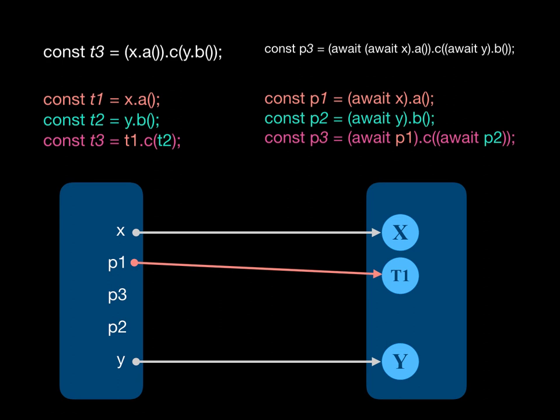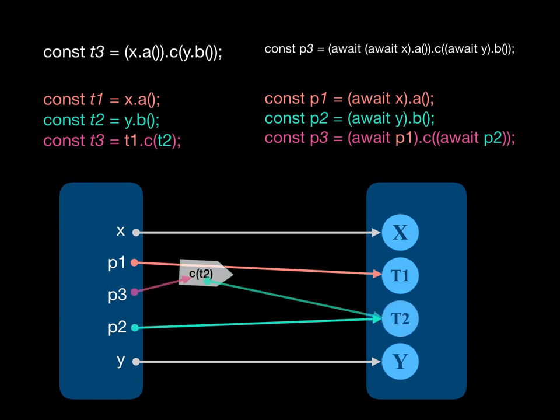which is on the third line, is the important one. The await on P1 has to fire before we can send the C message. Now, the A message sent to X and the B message sent to Y, those could proceed in parallel. But the crucial round trip, so this is two round trips rather than three, but the round trip you can't avoid if you just use await, is that P1 has to be resolved before you can express the sending of C2 to what it resolves to.